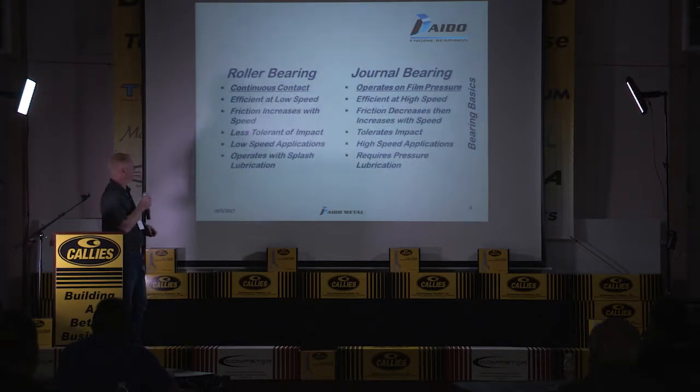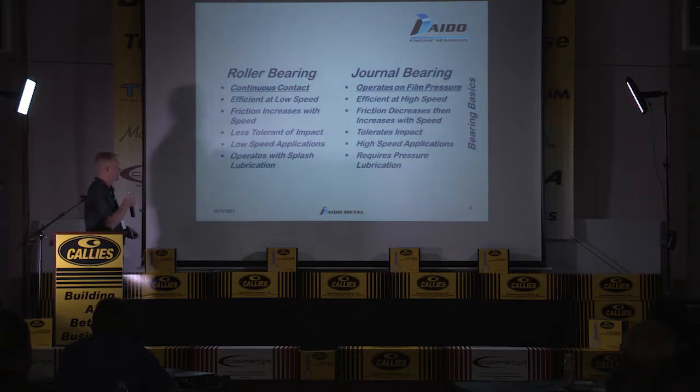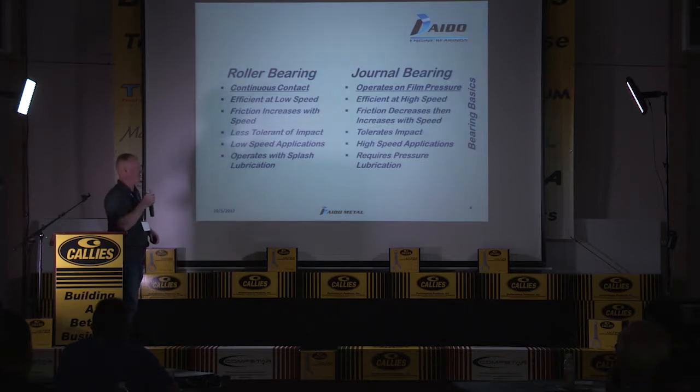With a roller bearing, you have continuous contact. It's very efficient at low speeds. As speed increases, your friction increases. You have less tolerance of impact, and it operates with a splash lubrication.